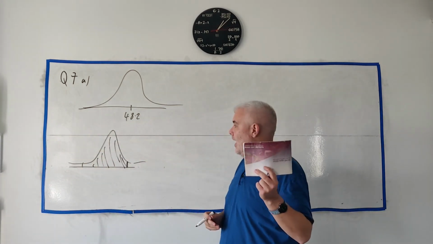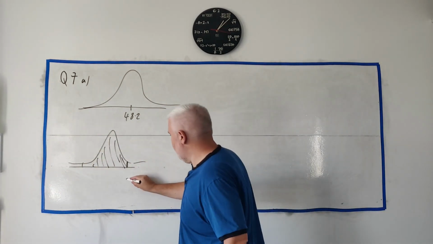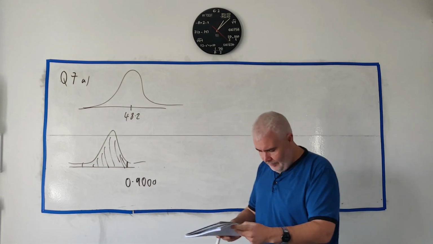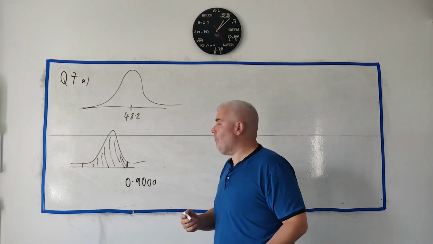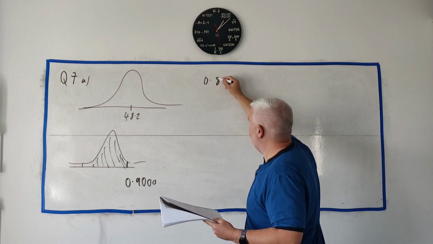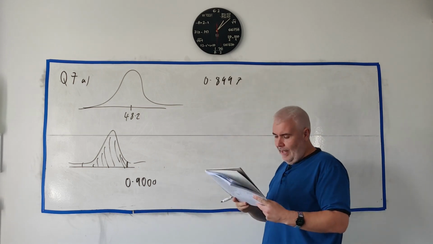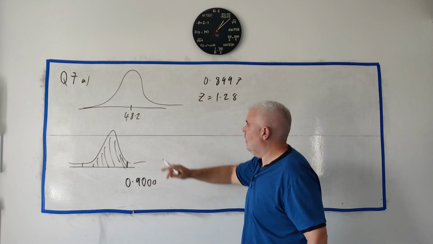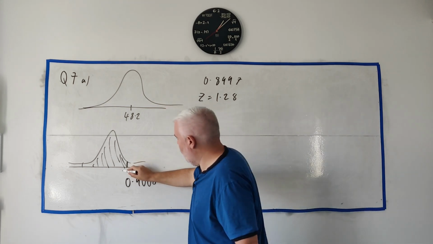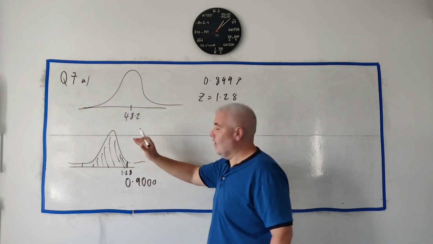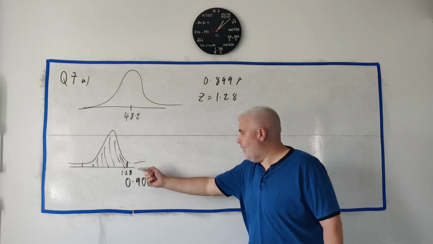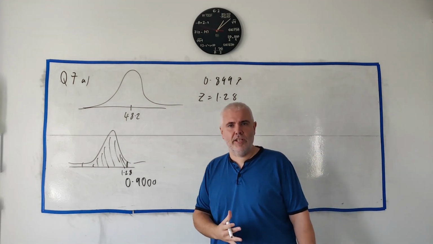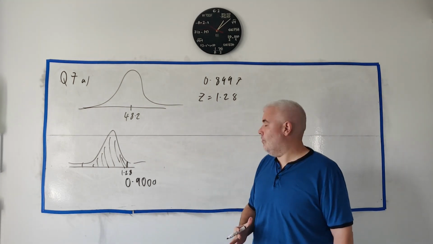So how do you do that? You go to your tables book again and you find where 90% is. You find 0.900 if you can. You will not find that. The closest you'll find in your tables book is 0.8997, and that will be at a z-score of 1.28. So the z-score of 1.28 is where our answer is going to be. It's where 10% of people would be over here. So that's what you have to do there. It's very common to have this type of question, basically asking you to answer it backwards from the z-score.